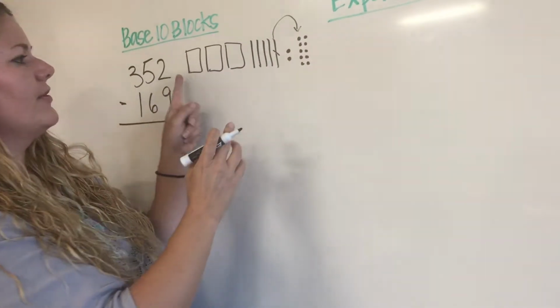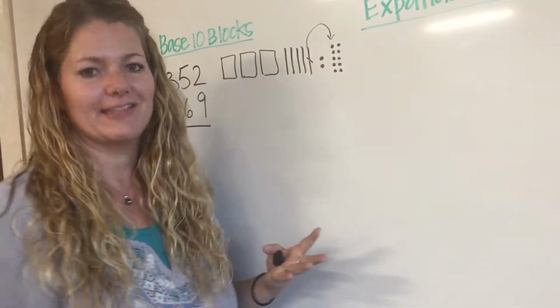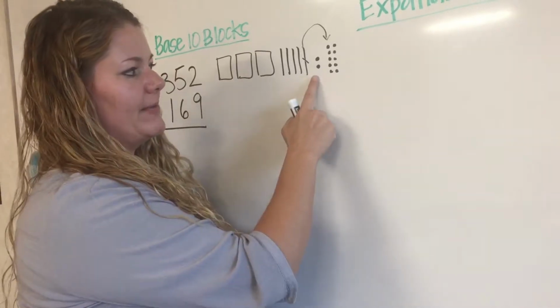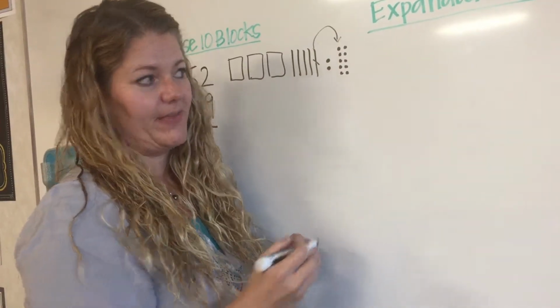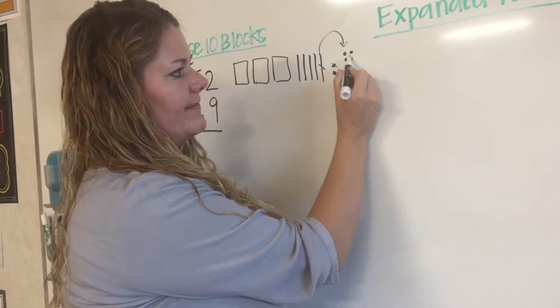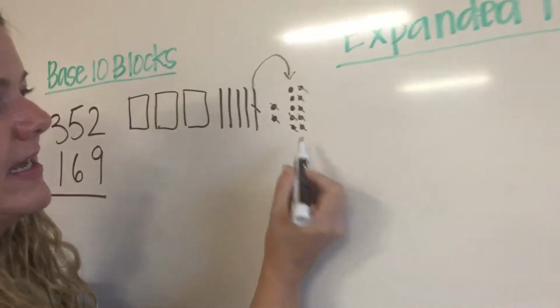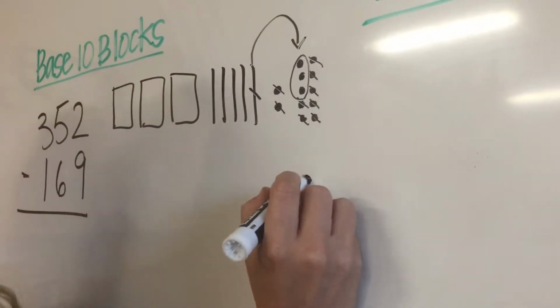I still have 352. It just looks a little differently. So now that we have all of these ones, we can take 9 away from that. So let's do it. 1, 2, 3, 4, 5, 6, 7, 8, 9. I'm left with 3. So I'm going to draw that down here.